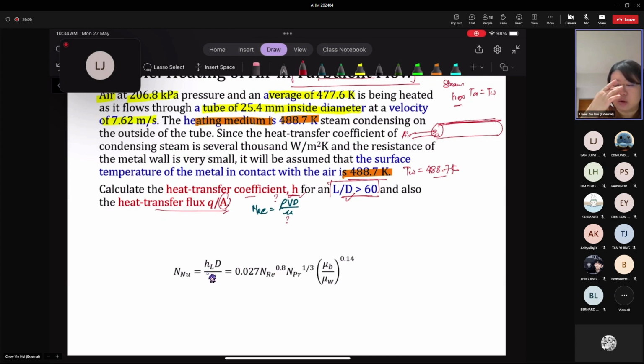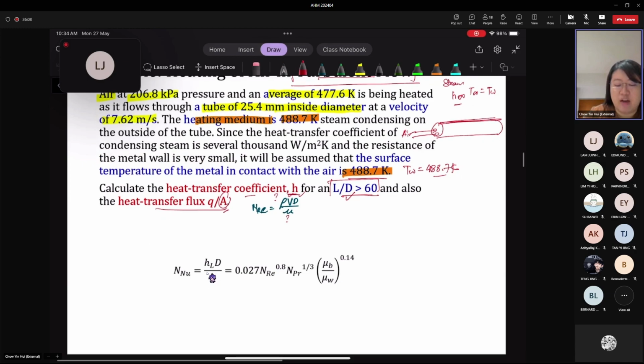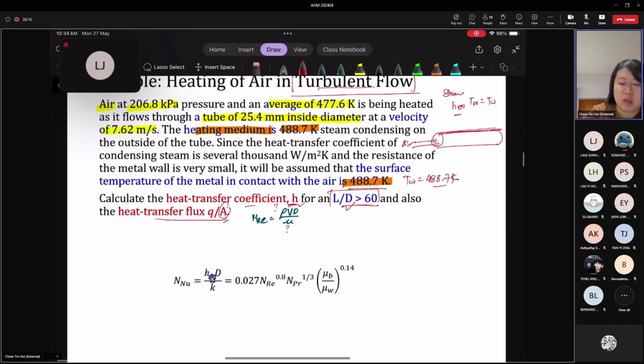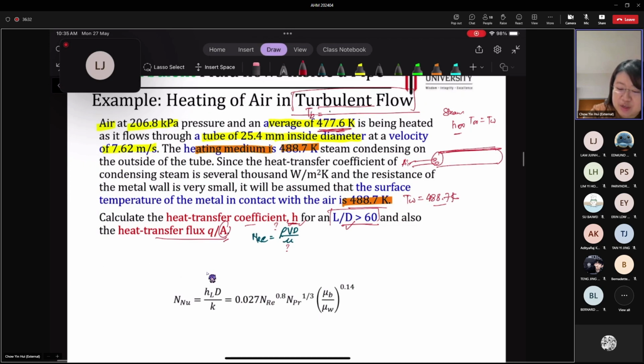If you recall, when we have flow in pipes, all the fluid properties must be evaluated at the bulk fluid temperature. So the bulk fluid temperature, TB, is 477.6 Kelvin. The pressure is 206.8 kilopascal. But there's an issue here, which is the pressure.